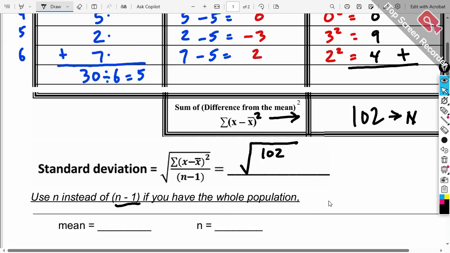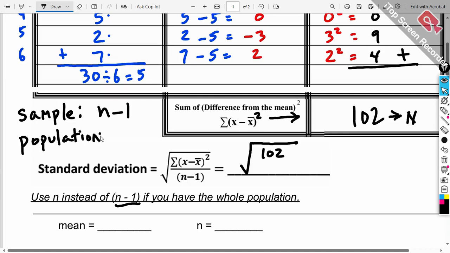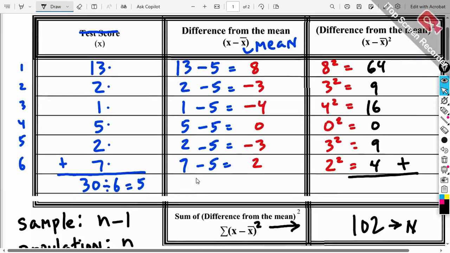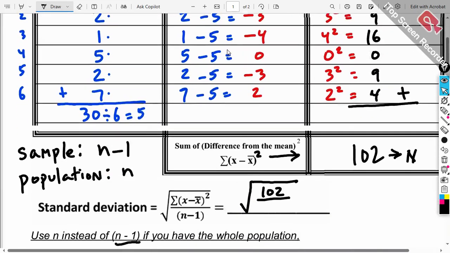Just real quick, put this in your notes. For the sample, you want to use n minus 1. But if you have the whole population, which we're going to do in a minute, you're just going to use n. This is for the denominator right here. If you have just the sample, you use n minus 1. If you have the whole population, just use n instead of n minus 1. So here n is 6, so it's going to be 6 minus 1.